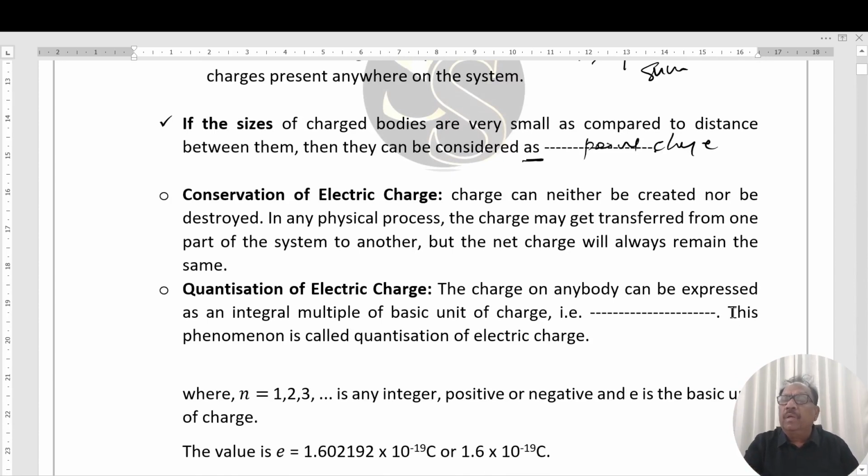Conservation of electric charge. Charge can neither be created nor be destroyed. In a physical process, charge may be transferred from one part of the system to another part of the system, but the net charge always remains the same.